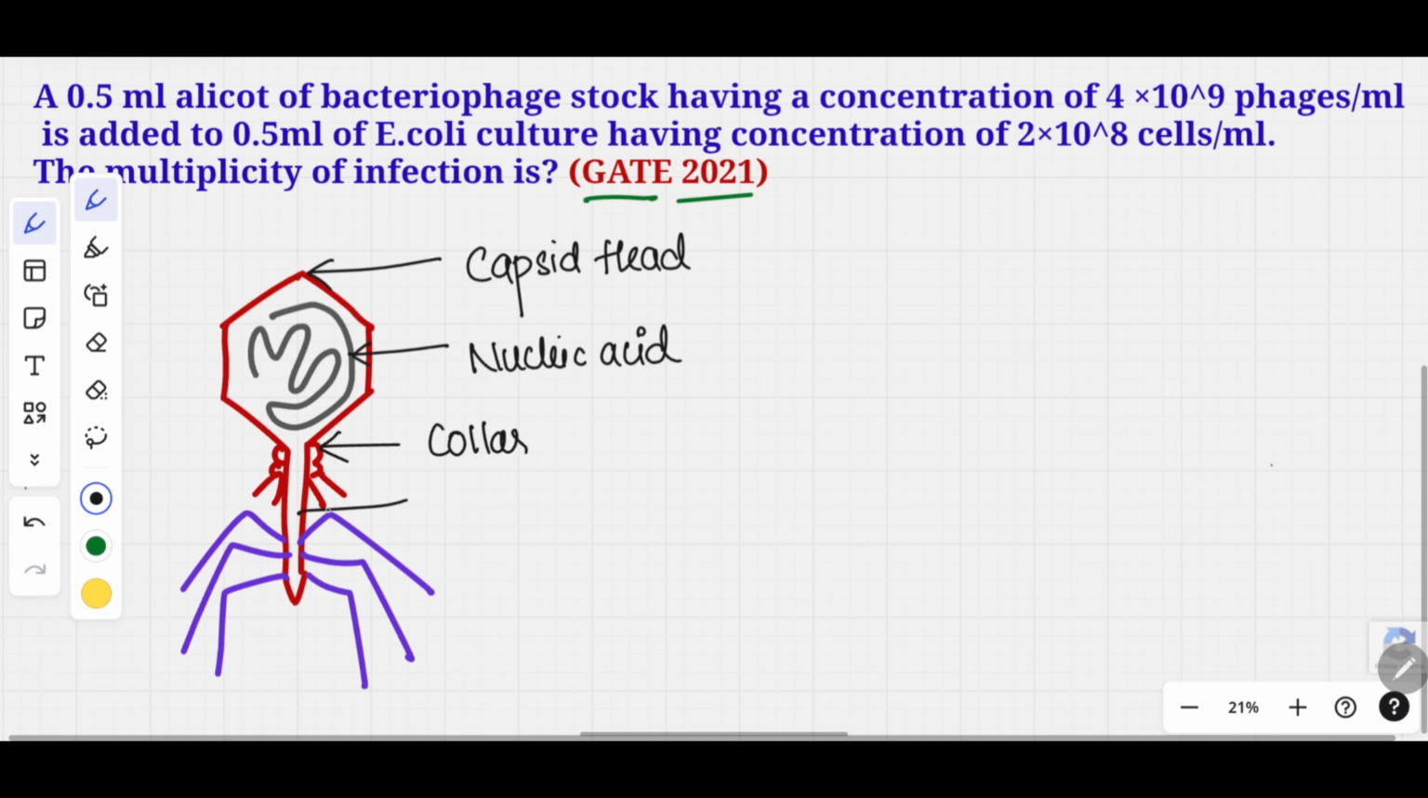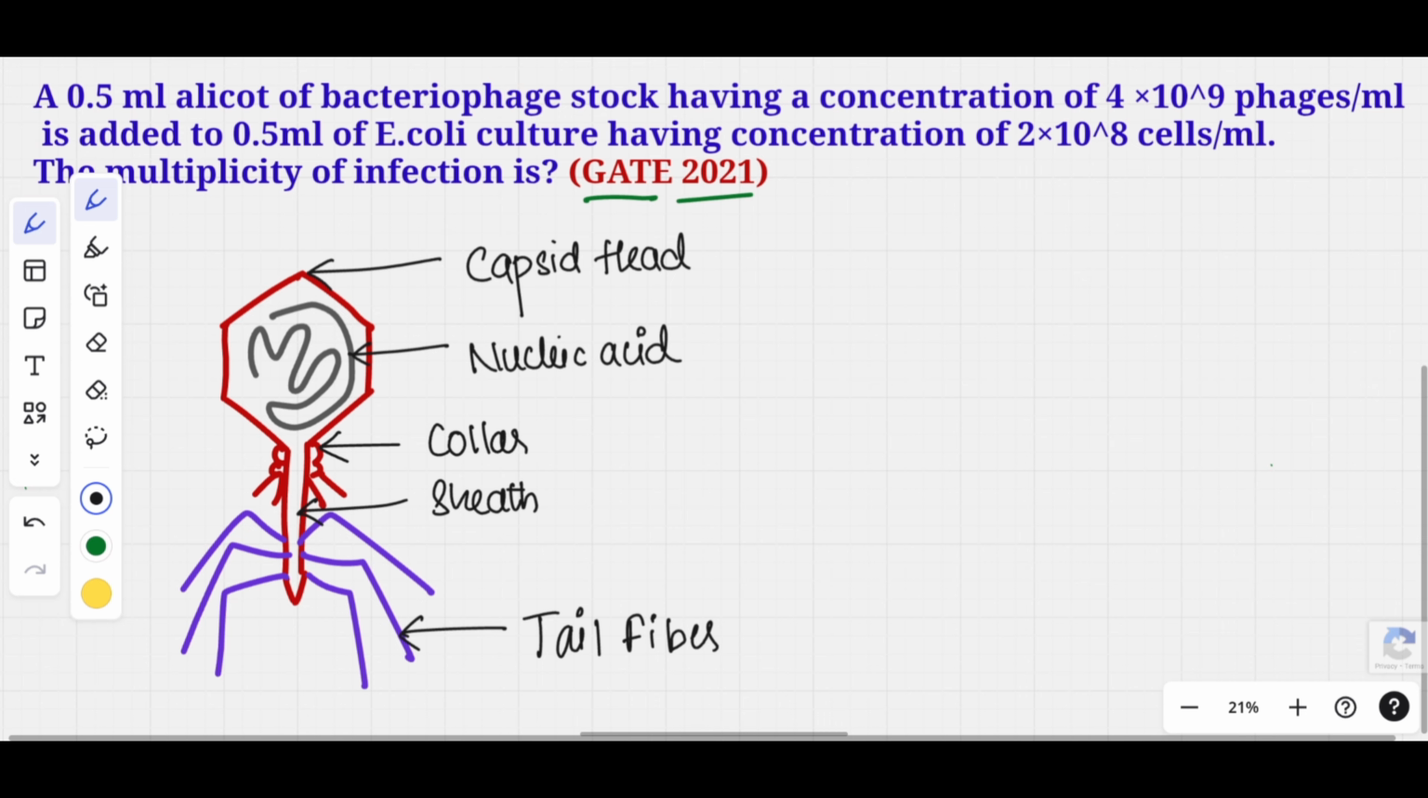and this is a sheath, and these are called the spikes, or you can call them tail fibers. These are like tails, so these are the tail fibers. So this is the basic structure of a bacteriophage. This is not a scientific diagram, like I just said. This is a simple illustration for you to understand.